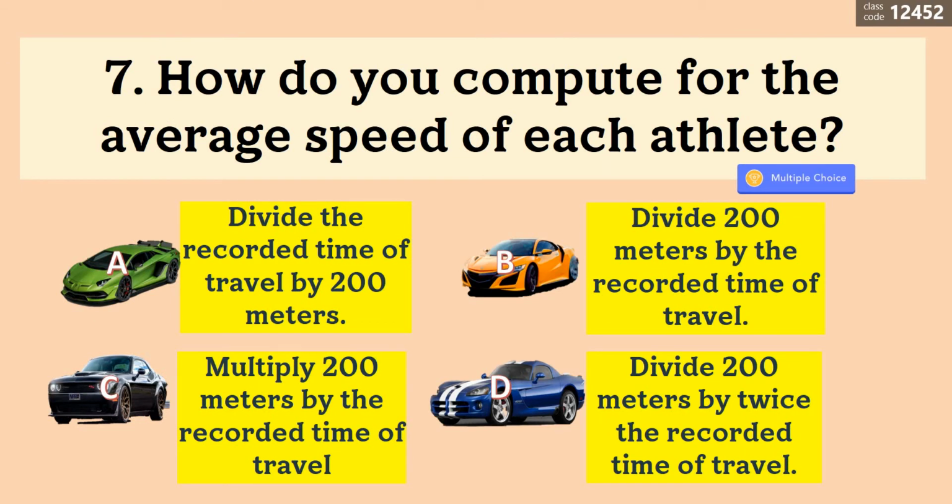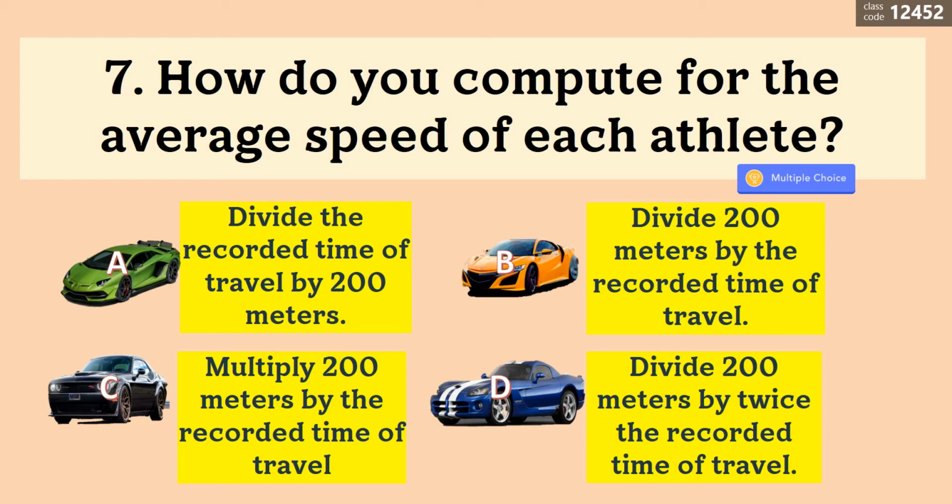How do you compute for the average speed of each athlete? Is it A, divide the recorded time of travel by 200 meters? B, divide 200 meters by the recorded time of travel? C, multiply 200 meters by the recorded time of travel?